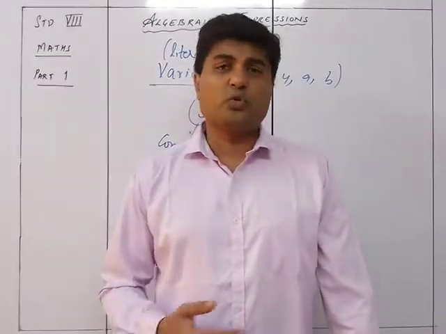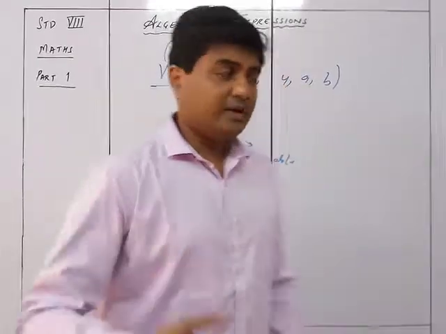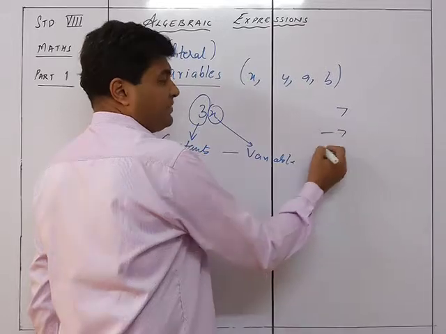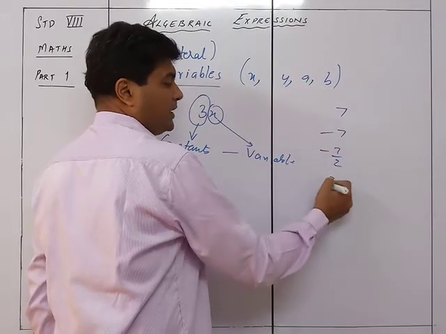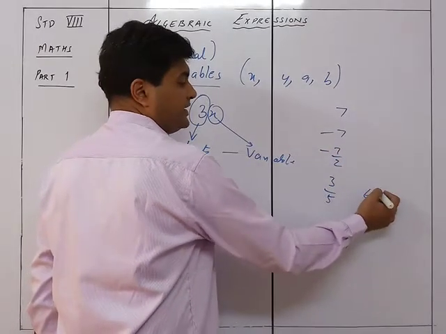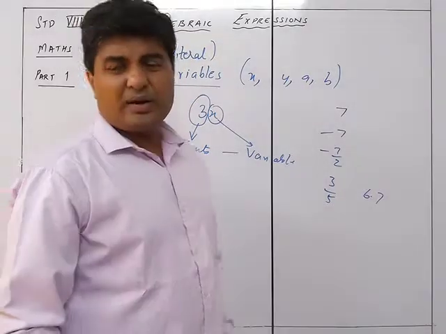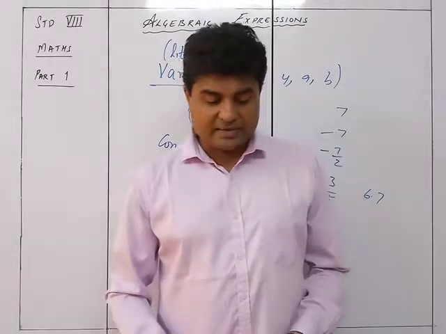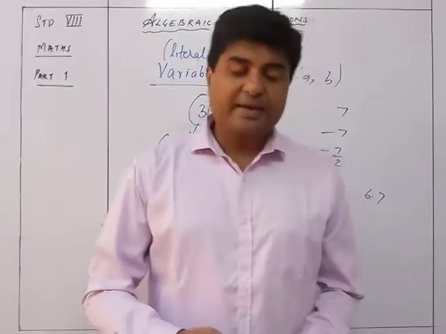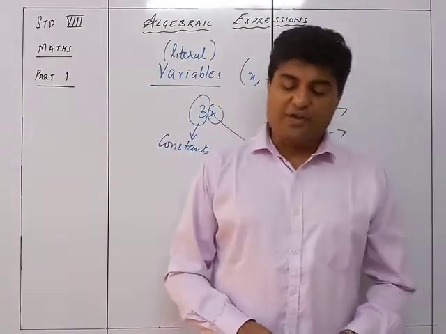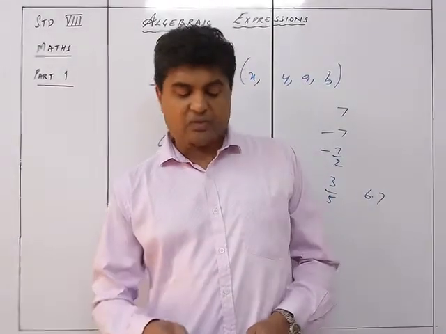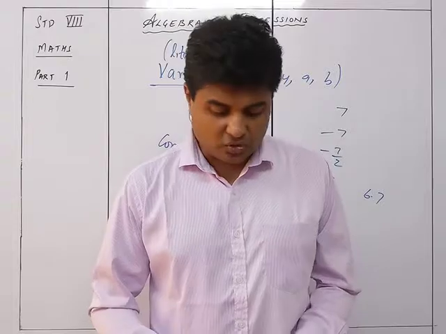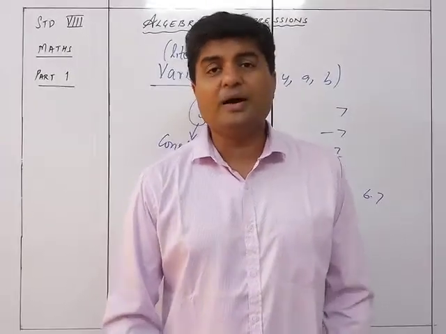So that example could be any number, whether it is a positive number or negative. So it could be 7 or -7 or -7 upon 2 or 3 upon 5 or 6.7, anything, any particular number which has got a fixed value of its own is called as a constant, whereas the variable is given by any particular kind of alphabet whose numerical value will be different depending upon the condition. So that is why it is called as a variable or a literal.